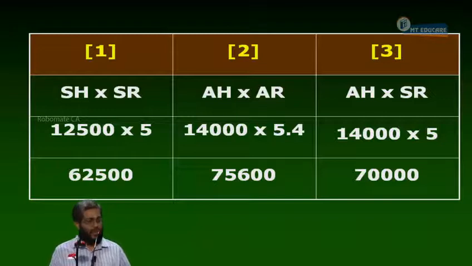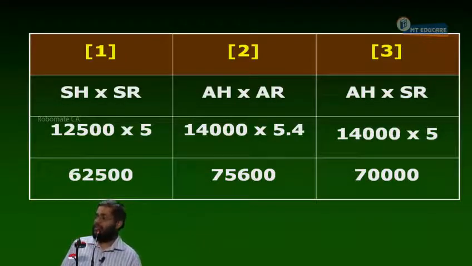Rate variance is 3 minus 2, efficiency variance is 1 minus 3. What is 3 minus 2, rate variance? 5,600 adverse. 1 minus 3 is how much? 7,500 adverse.